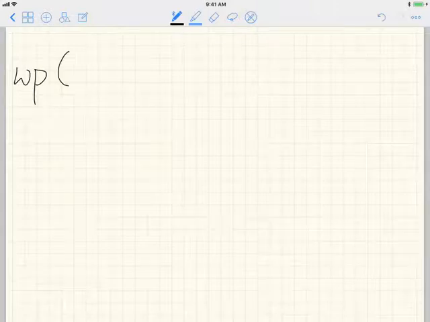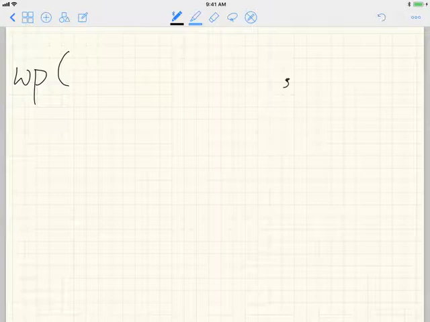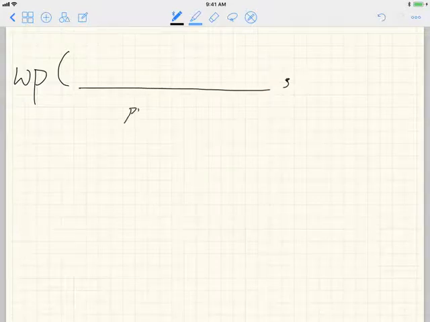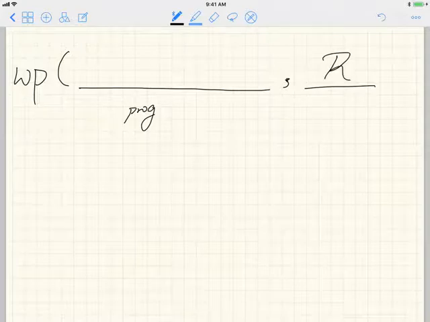Okay, let's write it down. So we have the WP, the weakest precondition. Remember, the weakest precondition is going to take two arguments. The first argument is going to be a program, right? It's going to be a program. And the second one here is going to be the postcondition. Usually we just say R over here.